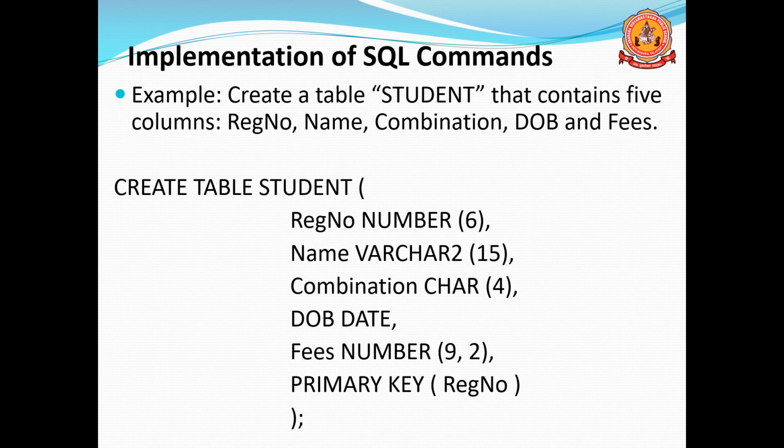Then I set the primary key as register number, because a primary key means the value will never be repeated. That value we can make the primary key. So I will make register number the primary key, because name can be repeated, combination can be repeated, date of birth can be repeated, and fees can also be repeated. The only value that is not repeated here is register number. So I make register number the primary key. Then closing bracket and semicolon.